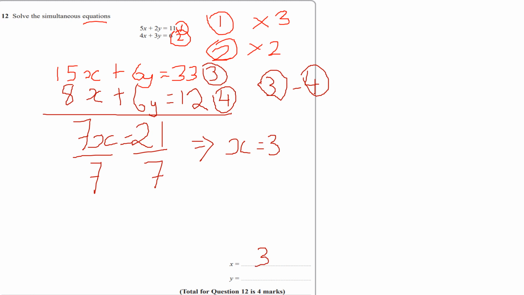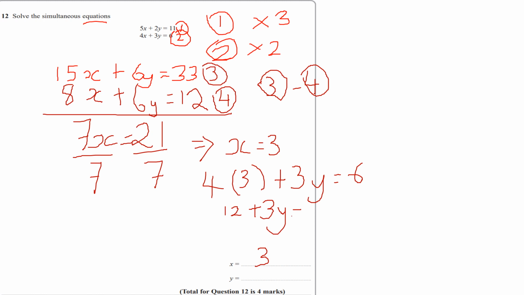I'm now going to substitute x equals 3 back into either equation 1 or equation 2. It doesn't actually matter which one, as long as we work out a value for y. I'm going to sub into equation 2 to make it a bit easier. So I'm going to have 4 lots of 3 plus 3y is equal to 6. Hopefully you're happy with my substitution there. 4 times 3 is 12. I've got 12 plus 3y is equal to 6.